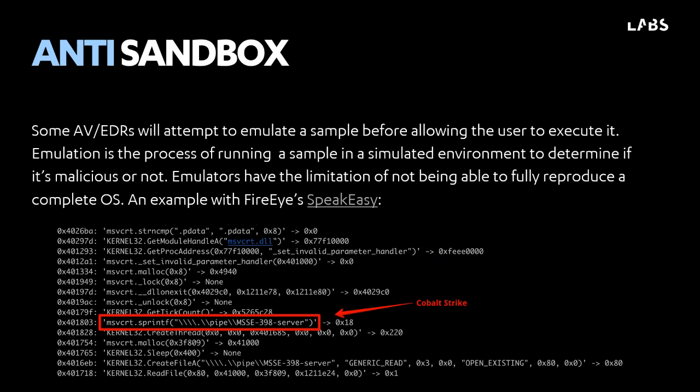And you can see that it's spawning a pipe there. And if you've followed some of the identifiers of Cobalt Strike, you can see that the MSSE name in the pipe is indicative of Cobalt Strike, and is something that's configured within the artifact kit of that framework. So what we can do as an attacker or as an offensive operator is provide some anti-sandboxing capabilities within the payload that we produce.